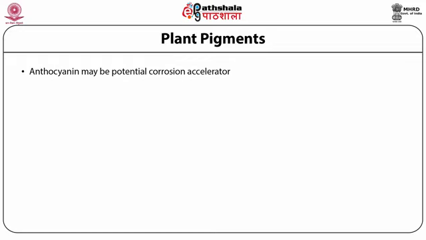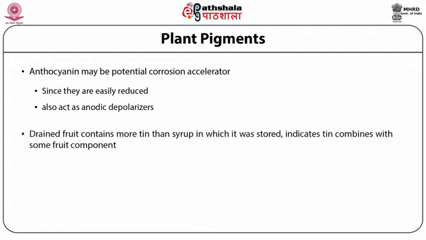Anthocyanin and related pigments are among the most important potential corrosion accelerators since they are easily reduced. Anthocyanin pigments can also act as anodic depolarizers through their ability to form complexes with cations, particularly those of iron and tin salts. Analysis of samples of canned fruit after a period of storage usually shows a greater amount of tin in the drained fruit than in the syrup, indicating that at least part of the tin is combined in an insoluble form with some constituent within the fruit.